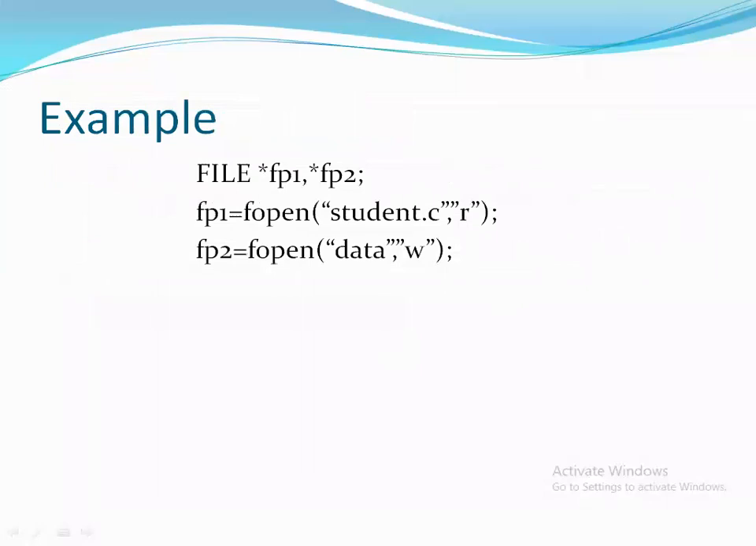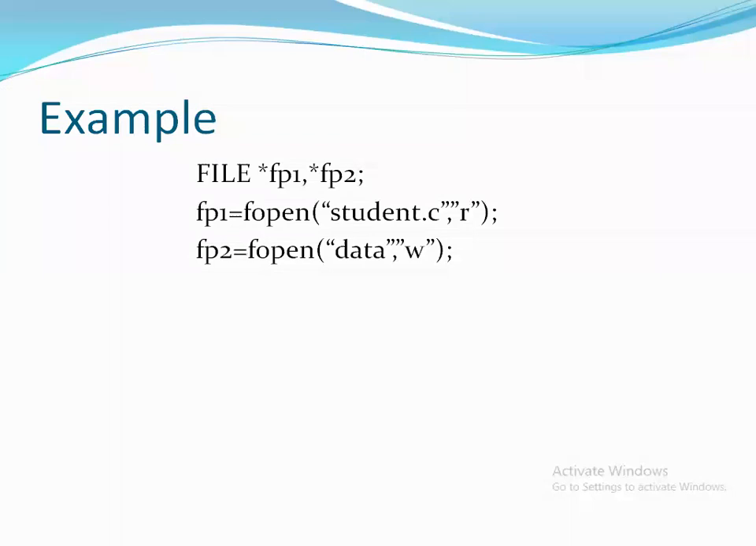Next, for example, you can create two file pointers. FILE is a data structure; fp1 and fp2 are file pointers. The first file pointer is attached to one file. What is the file name? student.c. In what mode are we opening it? Read purpose. Read purpose means that if the file is available on the disk, then only it will open. After opening, it allows only reading purpose, listening purpose, watching purpose. So that is the capacity of read.